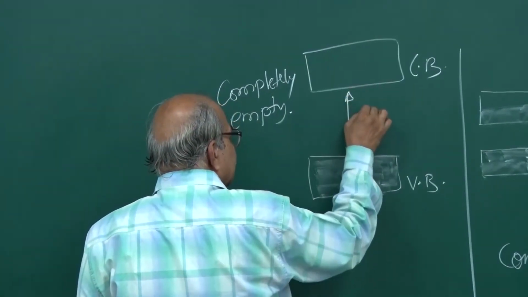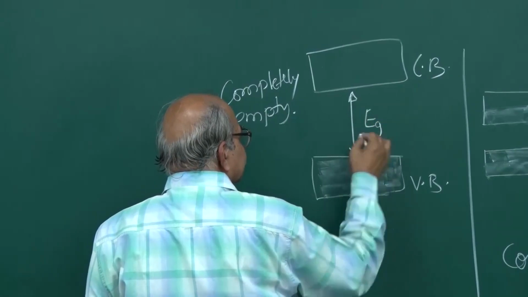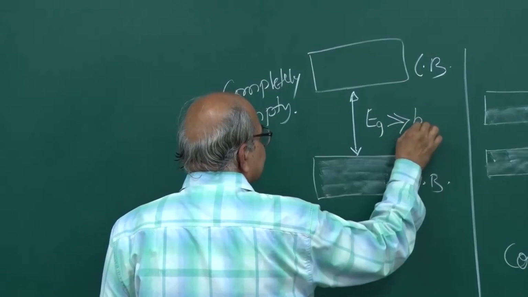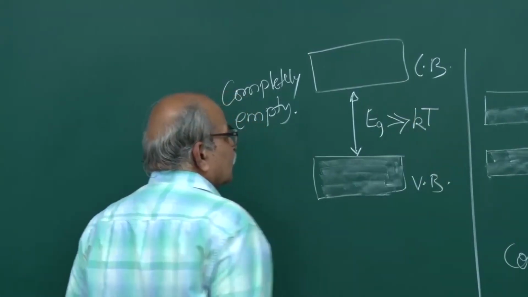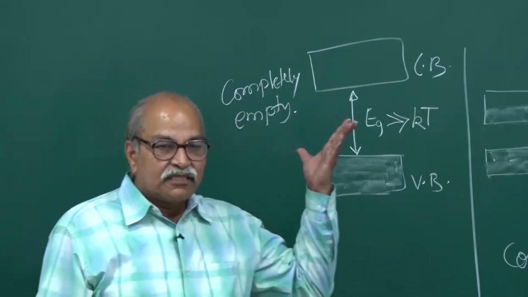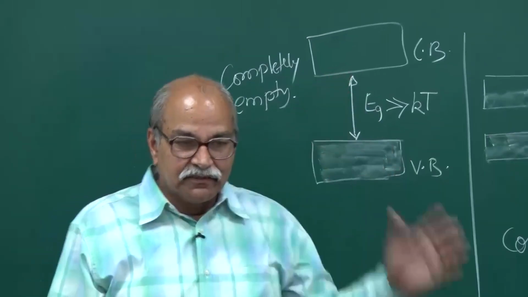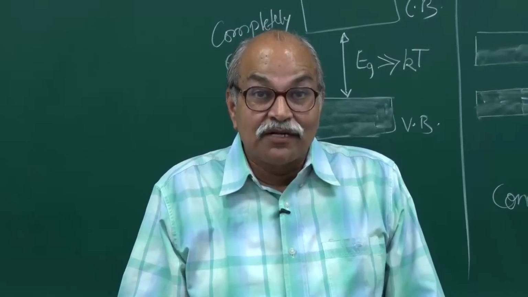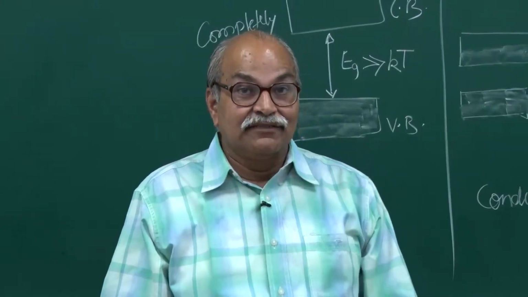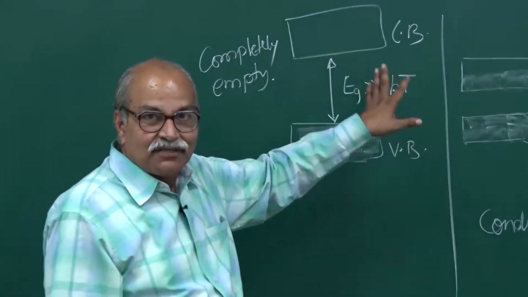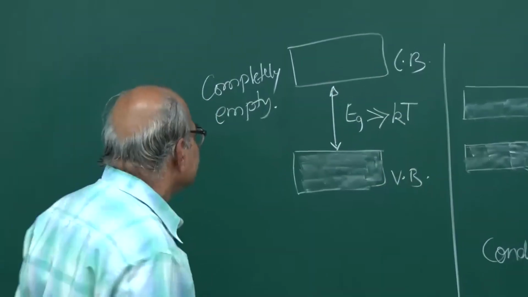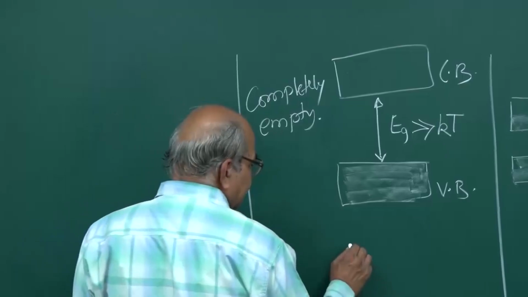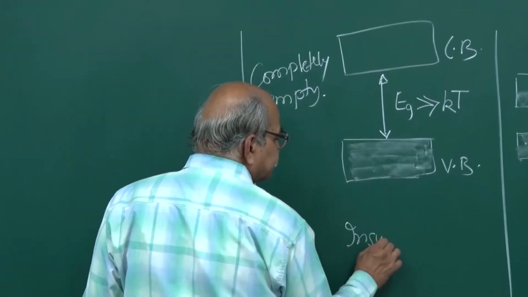I'll just tell you what I mean by large. Large means it is much larger than kT. And when I say much larger, that means, let us say, something like 100 times or 200 times. 5 times, 10 times is not large. So this is one. This kind of material is an insulator.